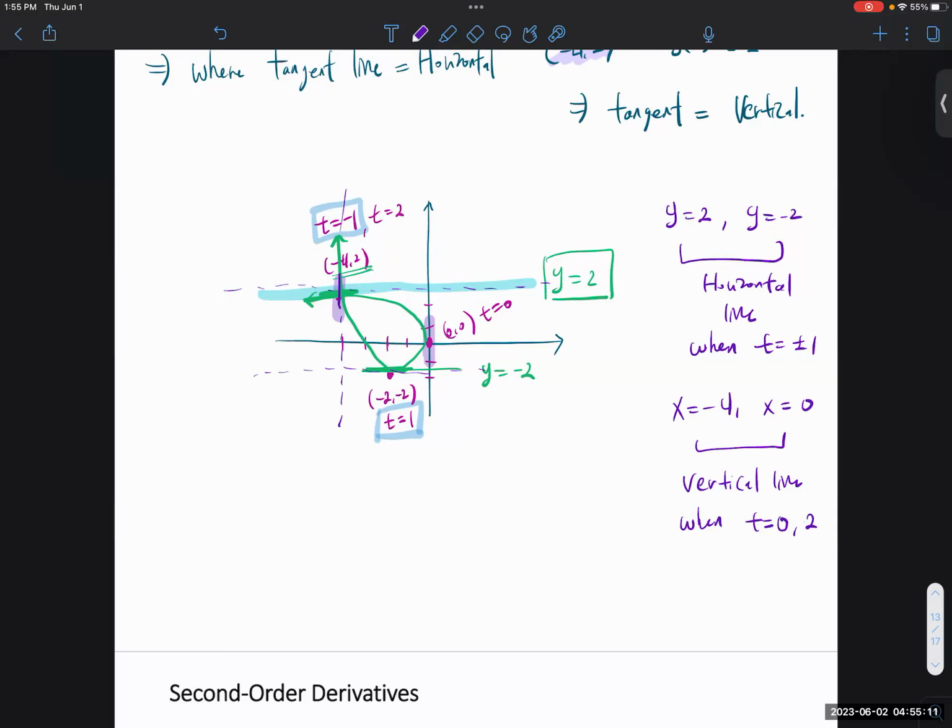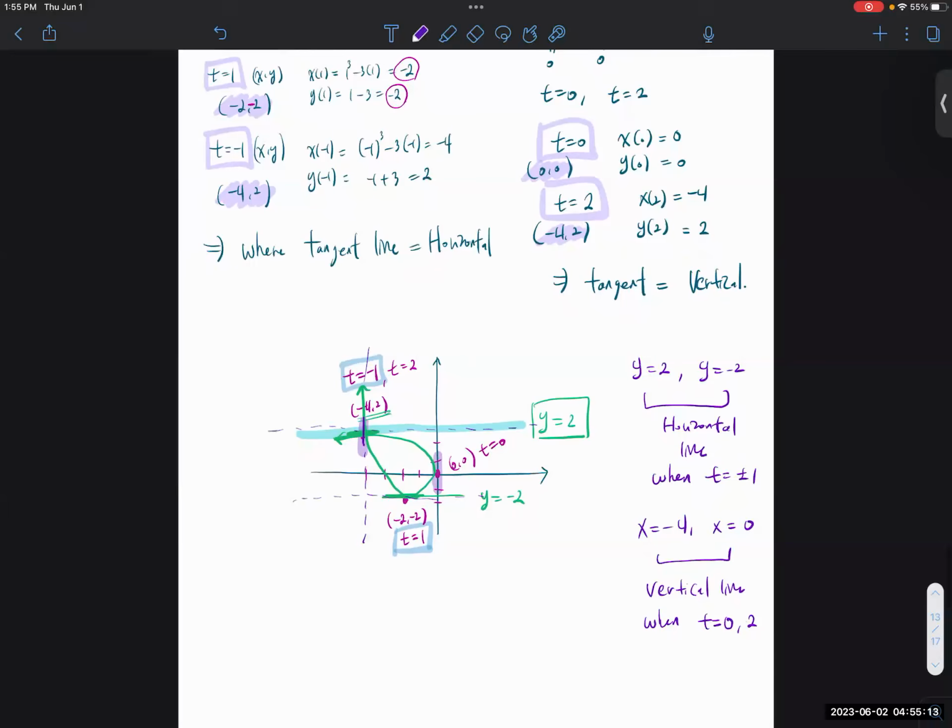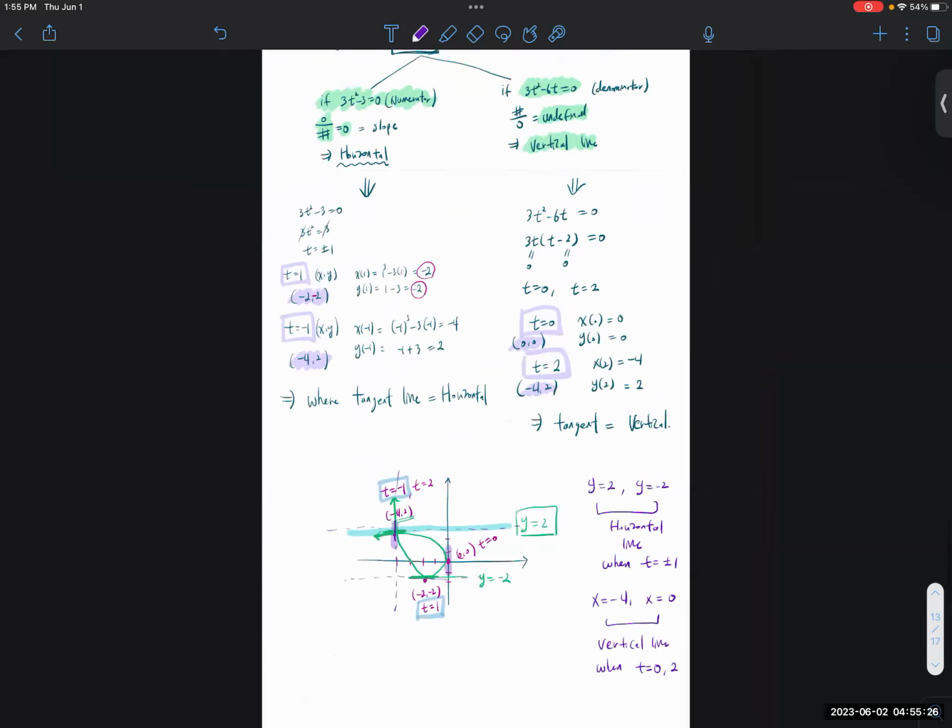So that's your answer. So think about it. If you understand the concept of horizontal line and vertical line, that's going to be much, much better to understand this topic. So one more time, let me go up.